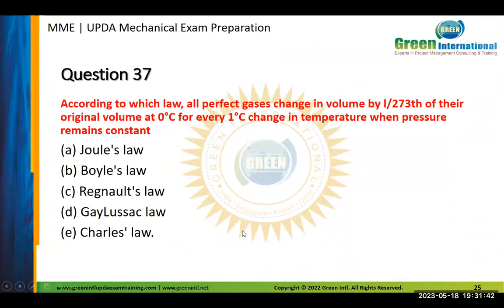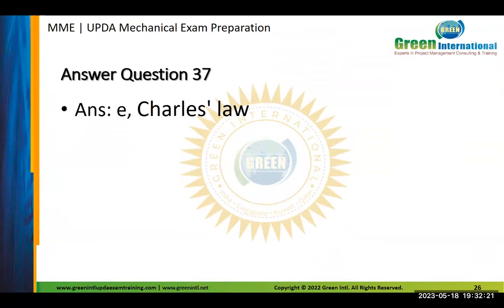According to which law do perfect gases change in volume by 1/273 of their original volume at 0 degrees C, for 1 degree C change in temperature, when pressure remains constant? Any idea? At the end of this paragraph, it's mentioned that pressure remains constant. Which law is available for that? Charles's law.